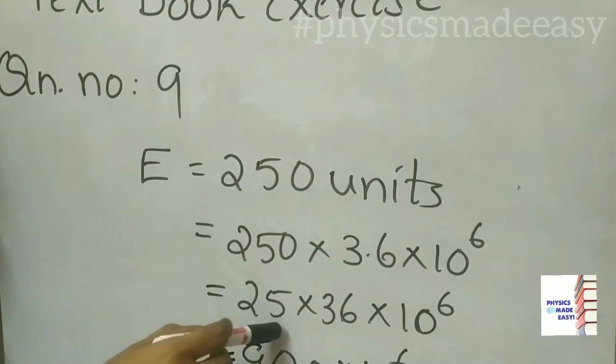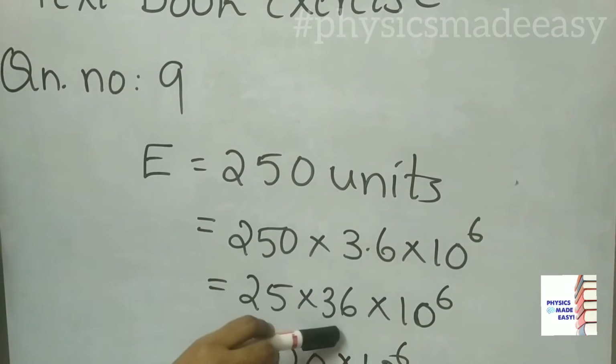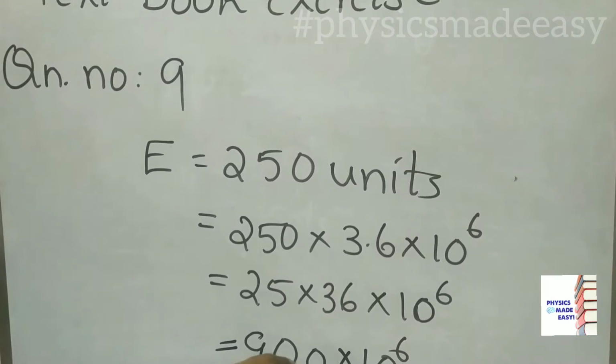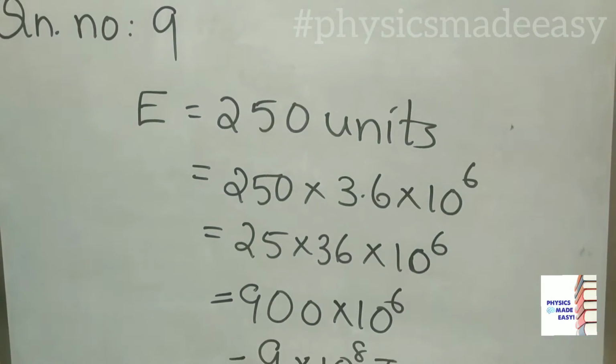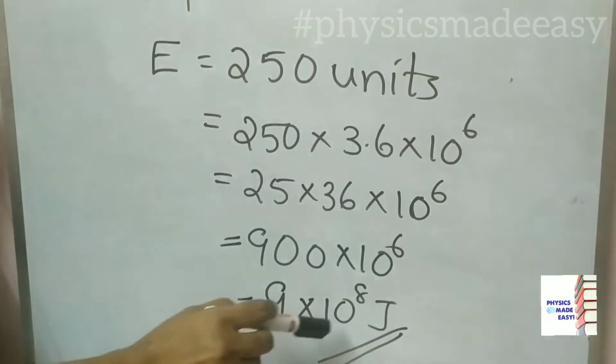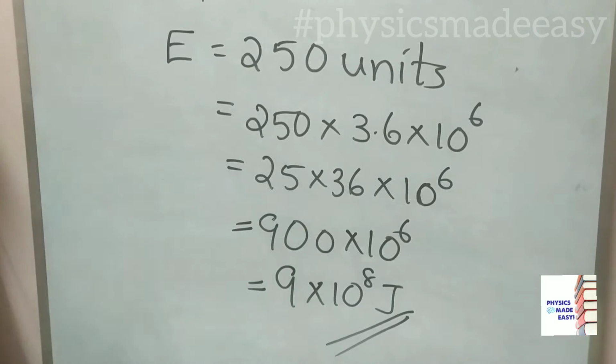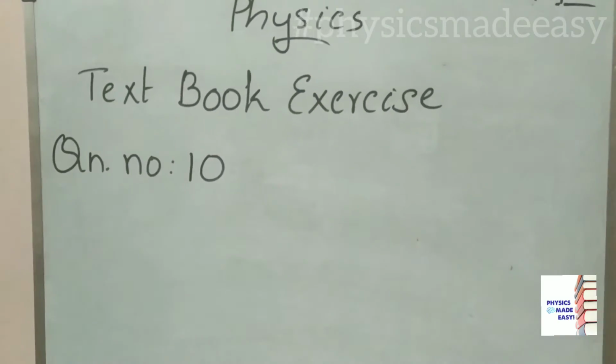So here 250 into 3.6, 900 into 10 raised to 6, that is equal to 9 into 10 raised to 8 joules. 250 units is equal to 9 into 10 raised to 8 joule. Next question, question number 10.